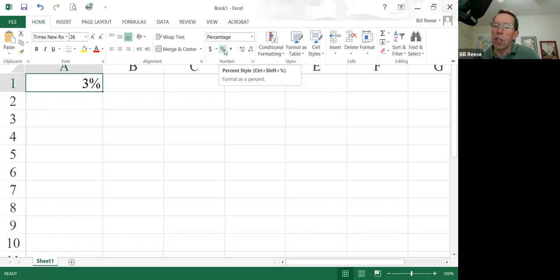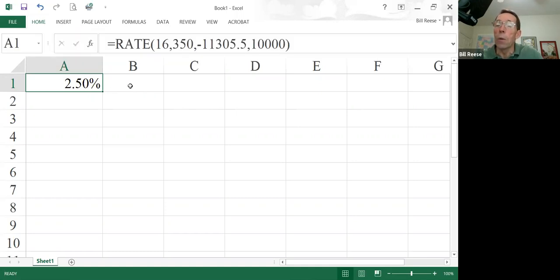In finance, it's typical practice to take out interest rates to the nearest basis point, where a basis point is 1/100%. That's the standard procedure. So we're going to take this out 2 more places, and we say it's 2.5%. Big difference between 3% and 2.5%. So 2.5% is the semi-annual yield. That's the semi-annual yield because we put in 16 as the number of semi-annual periods, and we put in 350 as the semi-annual coupon payments.